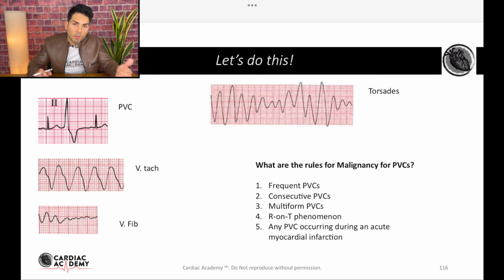So the first, frequent PVCs, okay? The more PVCs you have, the more dangerous. Then whether they're consecutive or not. So 3 consecutive PVCs define V.Tach, okay? Multiform PVCs, because that means they're coming from different locations in the ventricles, and R on T phenomenon. This could develop V.Tach and later further develop V.Fib, okay? Then any PVC occurring after an MI is also considered dangerous, okay?